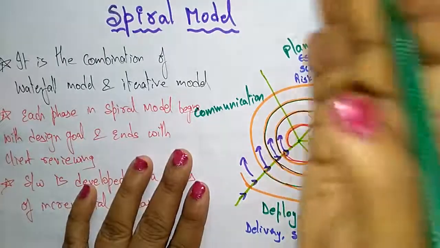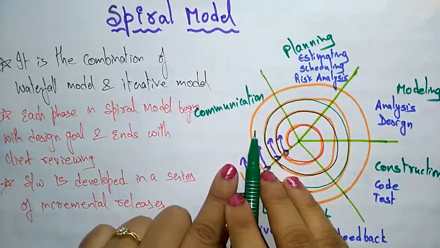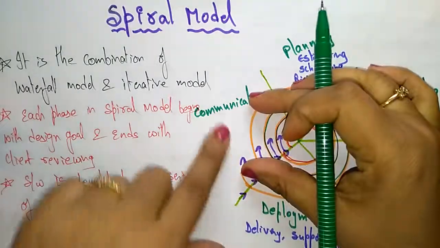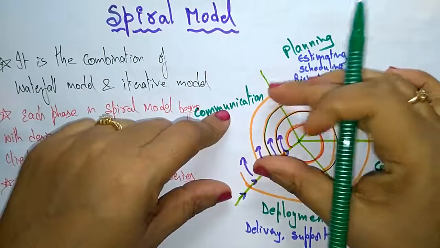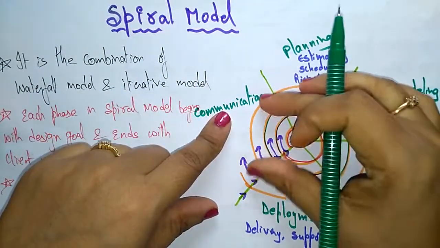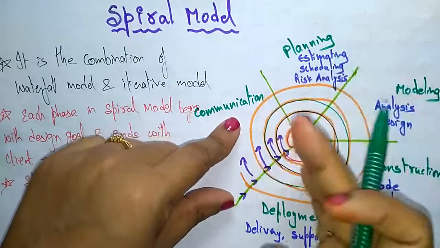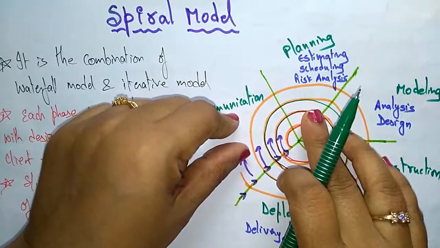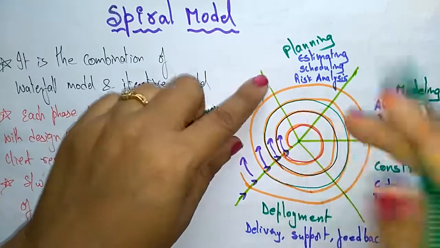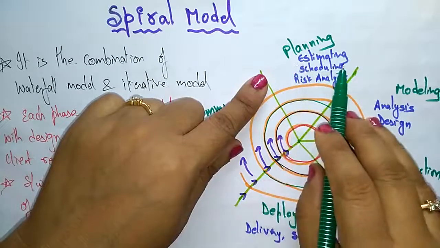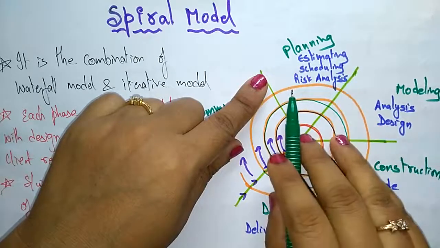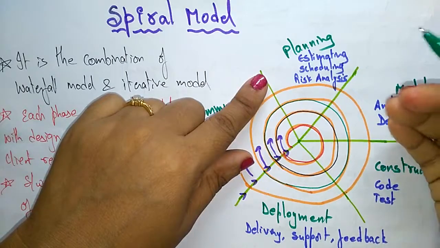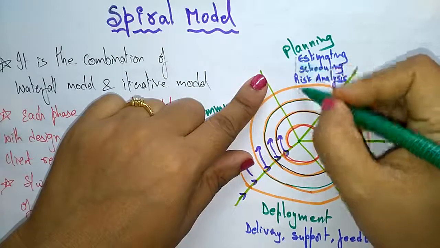The first stage is communication. Communication between the customer and developer starts here. First we discuss the project with the customer: what are the requirements they want? That is communication. Next is planning, where the developer has to plan after taking the requirements and specifications from the customer. Planning is estimating the project, scheduling the project, and risk analysis, the risks undertaken while developing the project.